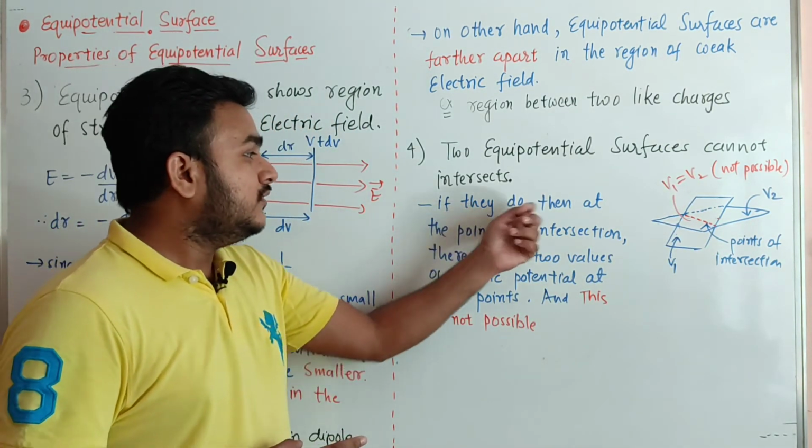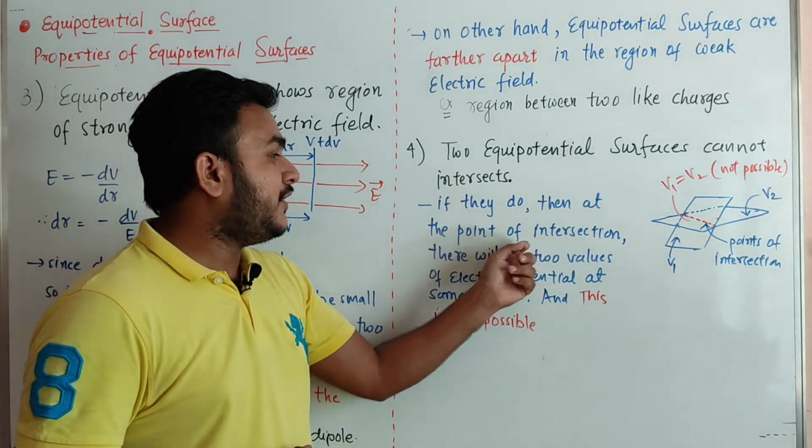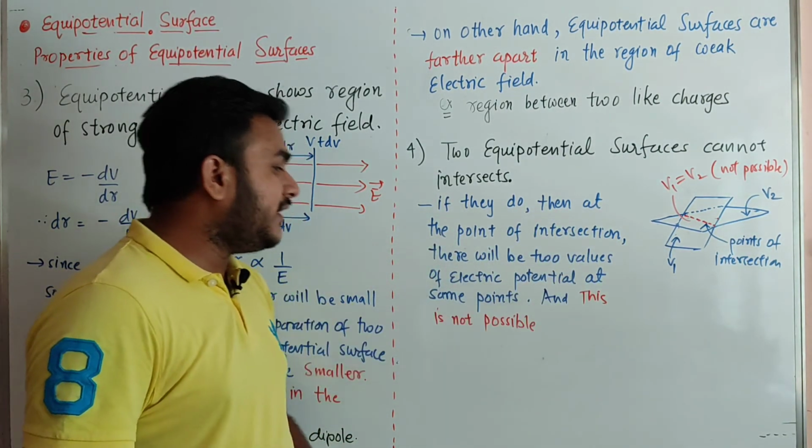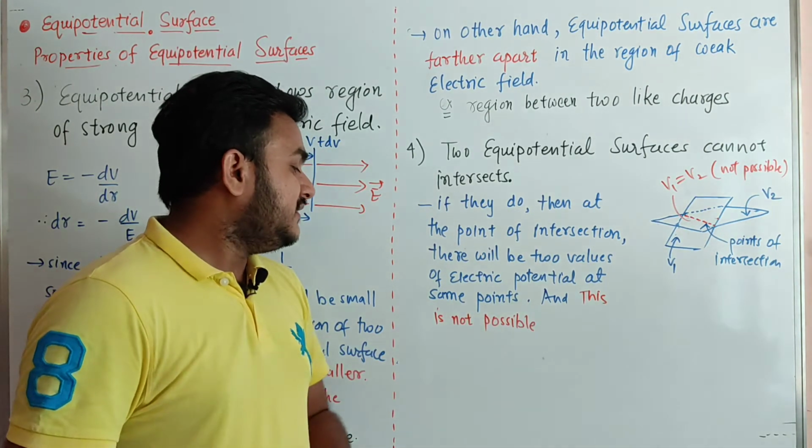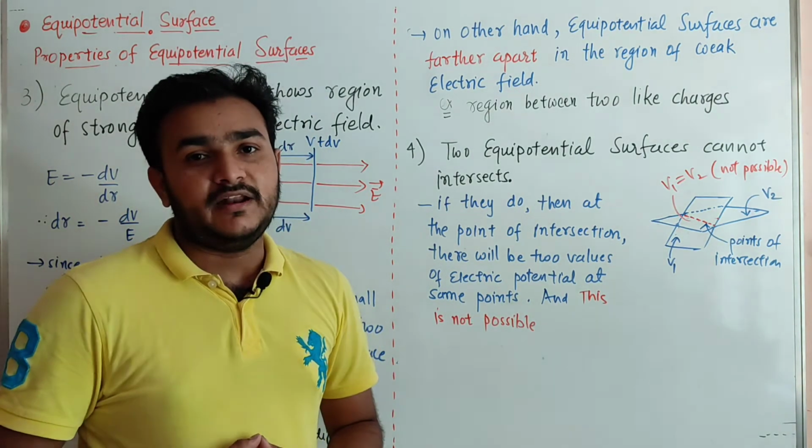So if they do intersect, then at the point of intersection there will be two values of electric potential at the same point. And this is not possible.